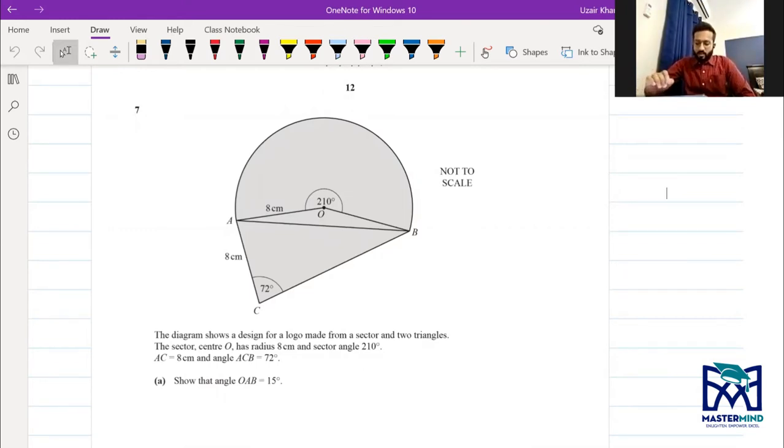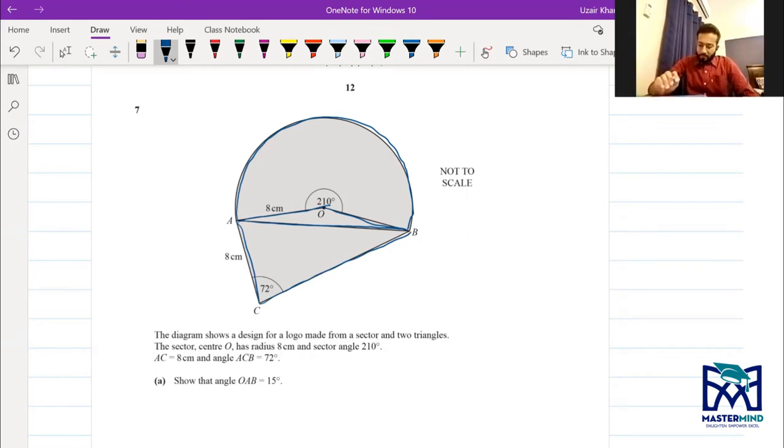So what you can see on the screen is the question which says the diagram shows a design for a logo made from a sector and two triangles. So this is the sector. These are the two triangles. One triangle is being made by the radii of the sector, and the other triangle is right beneath it.